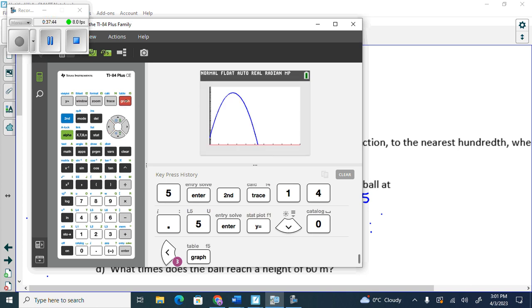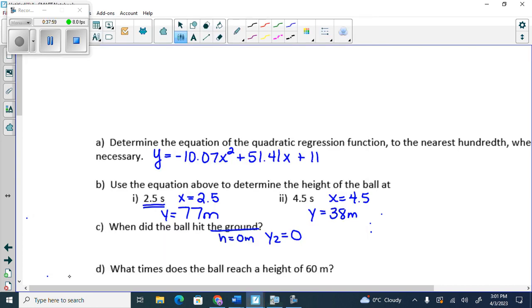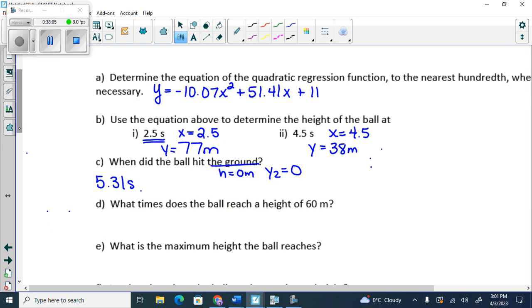So we'll press graph, and now we want to find out where it hits the ground. So I have two equations, so I go second, trace, 5, and I go over near where it's intersecting, and I go enter, enter, enter. 5.31. So 5.31 seconds. And then you'd say, when did the ball hit the ground? The ball hit the ground at 5.31 seconds.